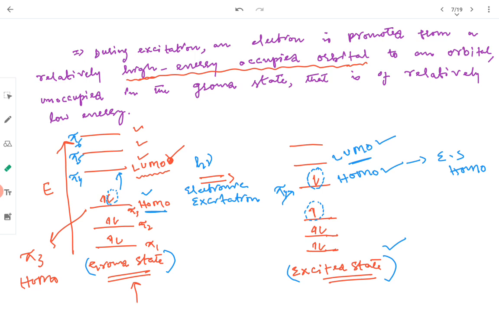See what I mean by this? The electronic excitation starts from, suppose you have an example of this molecule here. There are 3 bonding orbitals and 3 antibonding orbitals. Out of the 3 bonding orbitals, pi 3 orbital is called the HOMO, highest occupied molecular orbital. The electronic excitation doesn't start from pi 1 or pi 2, it starts from pi 3, because this orbital is the highest energy orbital, and exciting this electron requires the minimum amount of energy.